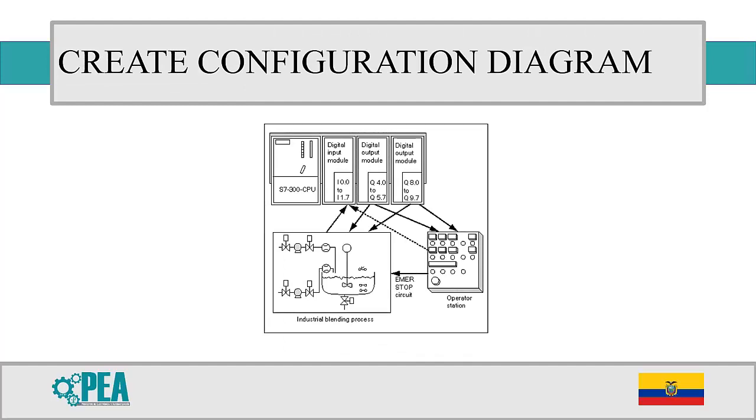And finally, we create a configuration diagram in which we explain how our solution is going to work. In this case, we have a PLC. The model can be this one or another one, it doesn't matter, as long as it fulfills the requirements of how many digital inputs, digital outputs, analog inputs and analog outputs you need, the physical plant, and the operator station, which, as I told you before, can be an HMI or a physical operator station.